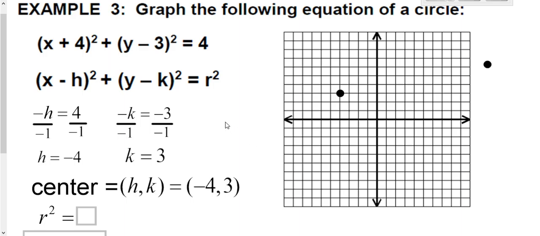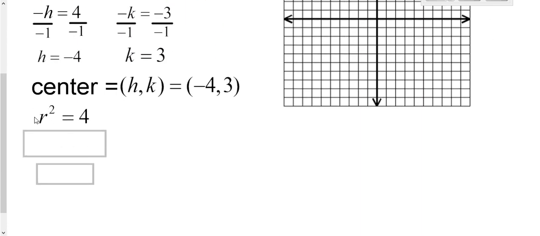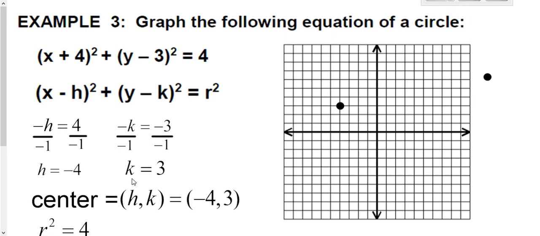Now all I need is the radius. Let's see. I know the radius squared equals 4, right from this equation, the general form. So I write that down, and I solve it for the radius. To get rid of the square, we take the square root. So r equals the square root of 4, which is 2. So the radius is 2.